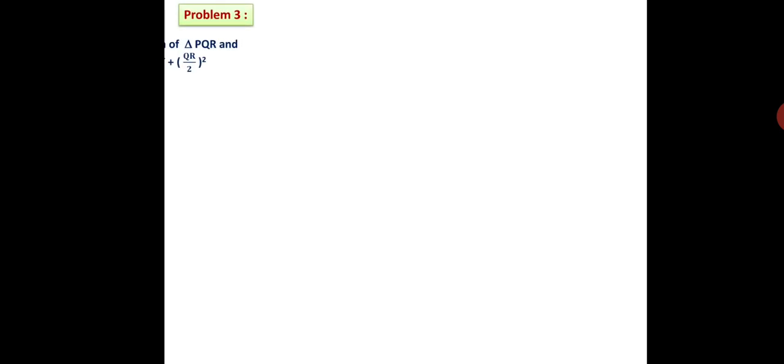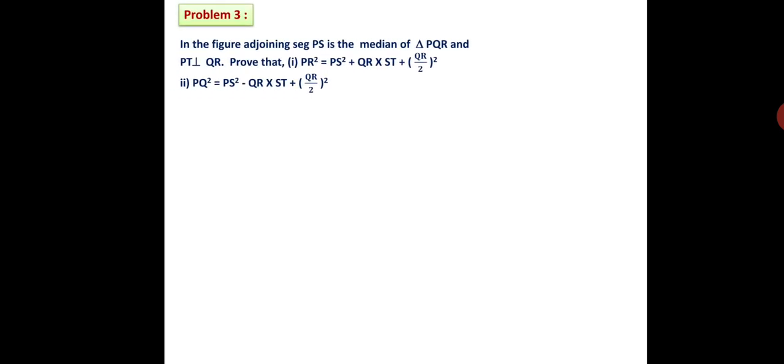So, let us try one more example. In the adjoining figure, segment PS is the median of triangle PQR and PT is perpendicular to QR, and you have to prove that PR square is equal to PS square plus QR into ST plus (QR by 2) whole square. Second, PQ square is equal to PS square minus QR into ST plus (QR upon 2) whole square. This we have to prove.